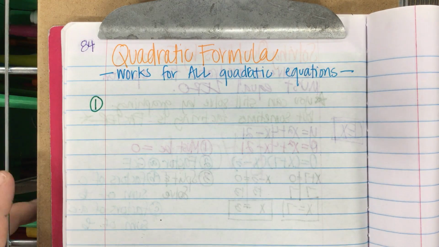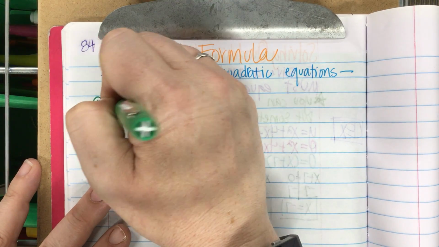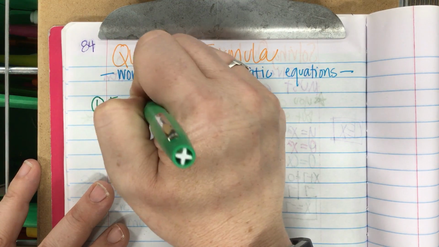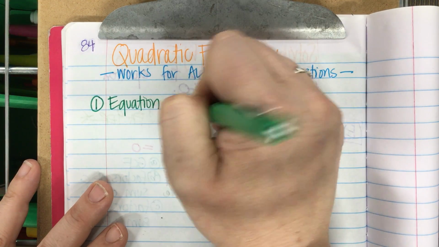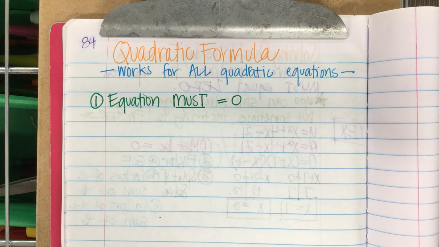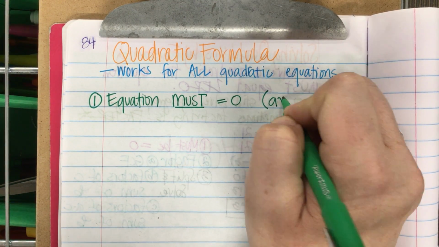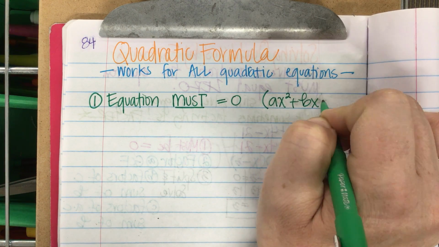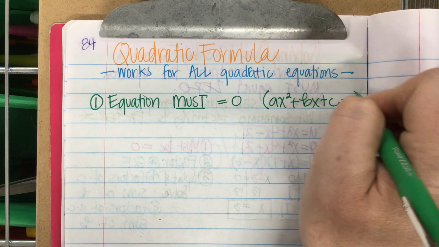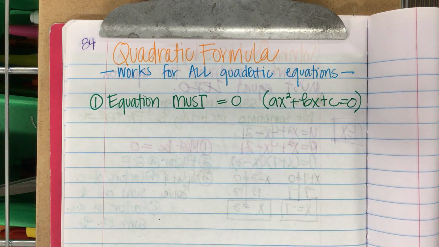First thing, which is the same step as yesterday, the equation must equal 0. If it does not equal 0, you need to make it equal 0. And all that means is that it must be in standard form. If it says equals y, you substitute 0 for y. Or if it says f of x, you substitute 0 for f of x. It must be in standard form. It must equal 0.